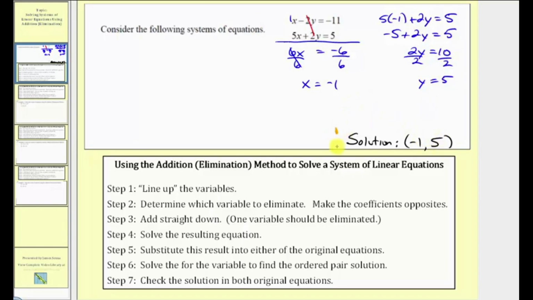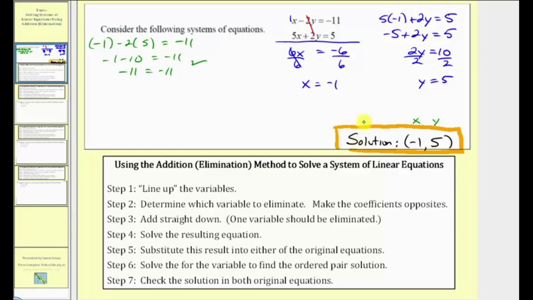But to verify our solution, we'd have to verify this ordered pair satisfies both of the original equations. And let's go ahead and do that. So we'll substitute negative 1 for x and 5 for y. So for the first equation, we'd have negative 1 minus 2 times 5 equals negative 11. Negative 1 minus 10 equals negative 11, which notice is true. So it satisfies the first equation.